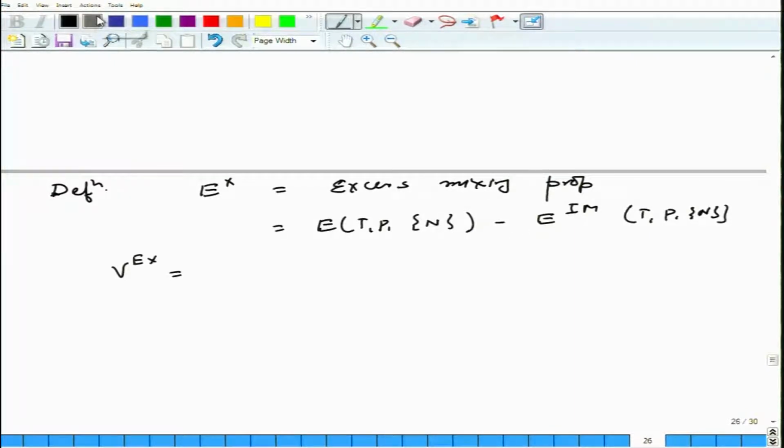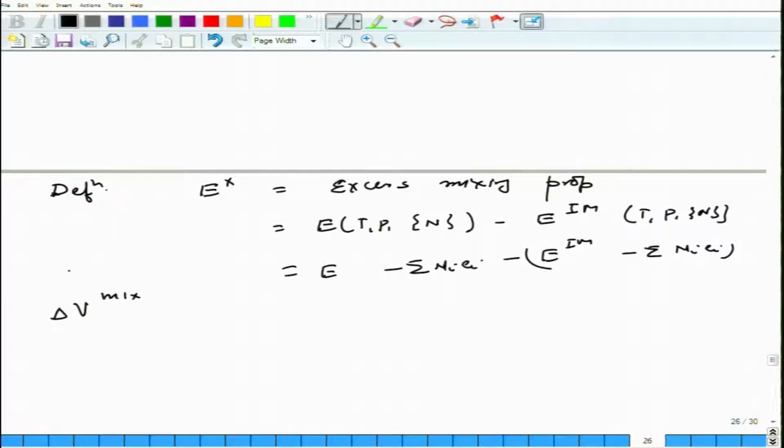For example, let us say if I write this as E minus summation Ni Ei, okay, minus E ideal mixture minus summation Ni Ei, then this would correspond to your delta V of ideal mixture, and this will correspond to delta V mix. Okay. So, what is the delta V mix for an ideal mixture? Delta V mix is basically nothing but 0.